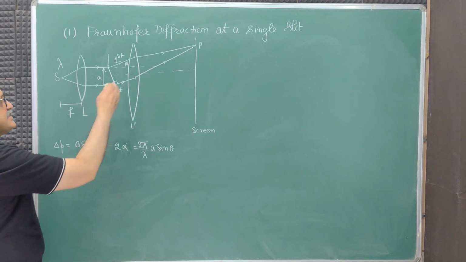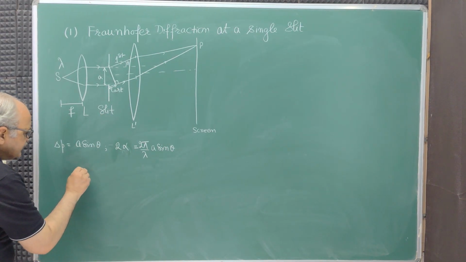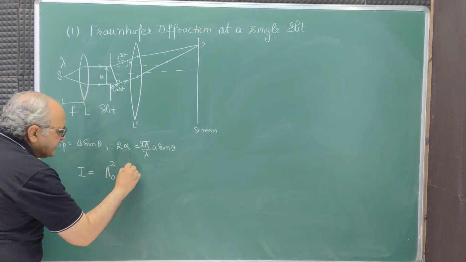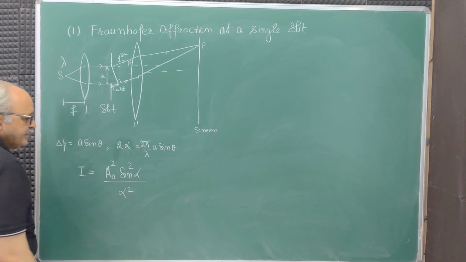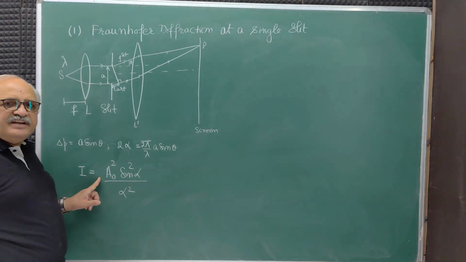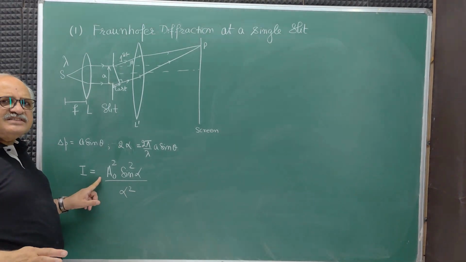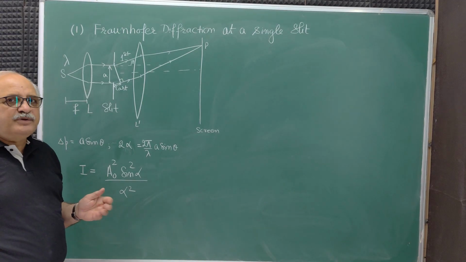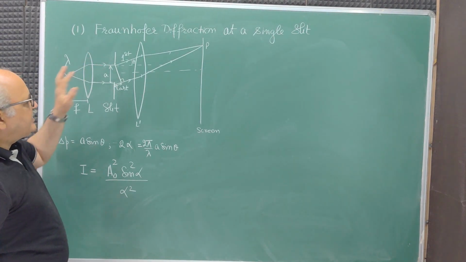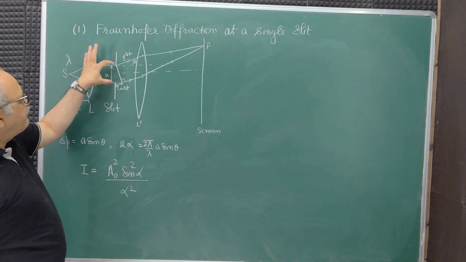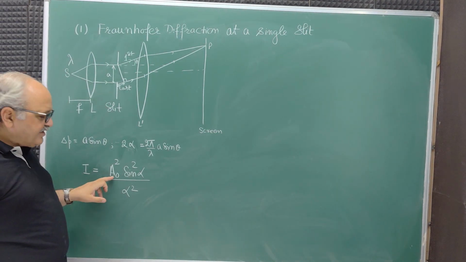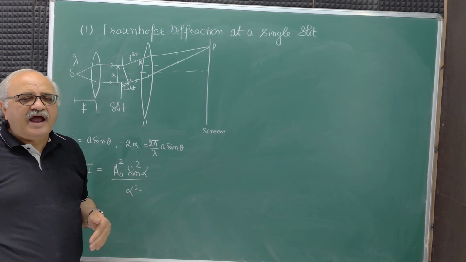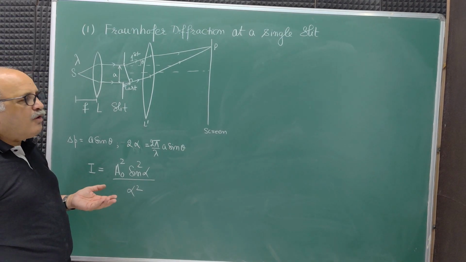Now, the intensity at the point P is A0 square sine square alpha over alpha square, keeping the proportionality constant as 1. This we already have discussed, and obviously we are going to use it. But A0 is going to be the collective amplitude of all the secondary wavelets which are originating from the wavefront of width a. So this is the factor which is going to decide whether we are going to get at point P, that is a point of interest, a maxima or minima.